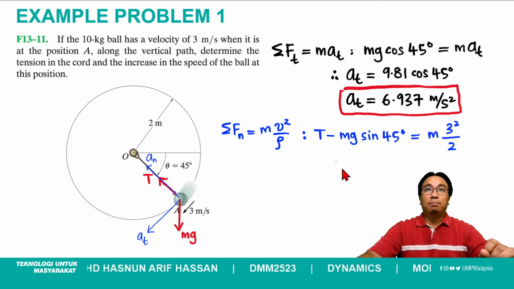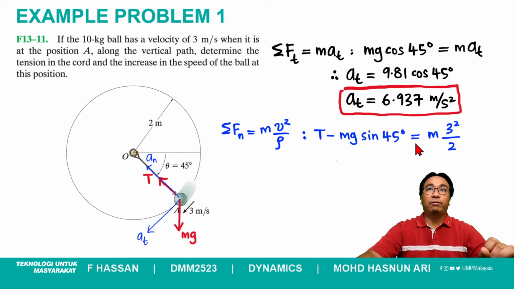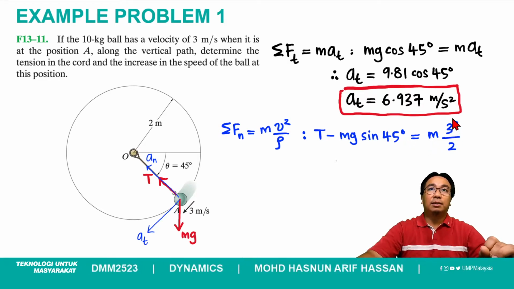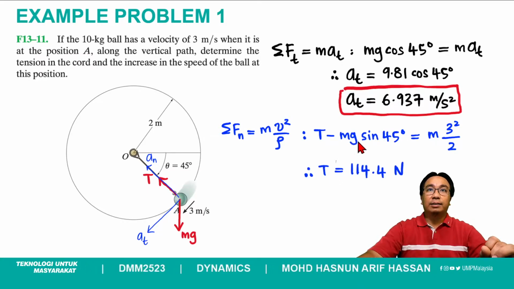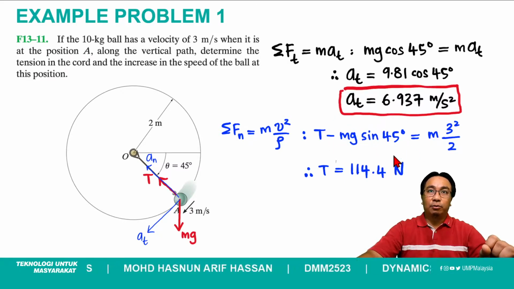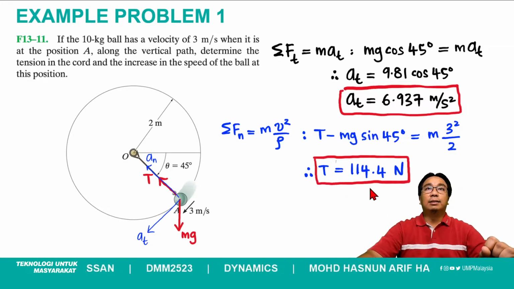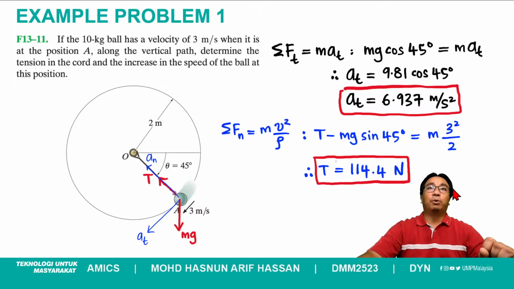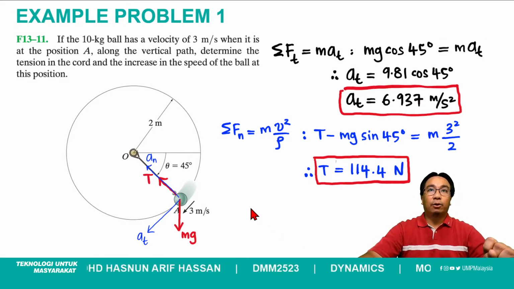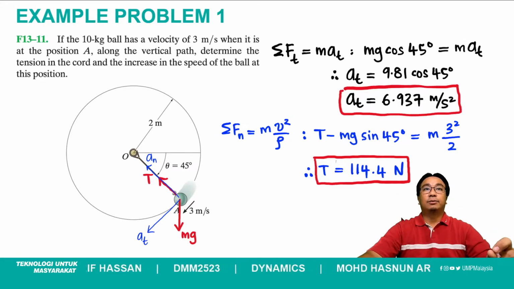Okay, so T minus mg sine 45 is equal to m times 3 squared, 3 is the velocity squared, divided by 2, 2 is the rho. Then we can get the value of T. M we have, g we have, and we can substitute all the values and bring this on the right hand side to get T. The tension at this moment is equal to 114.4 Newton. Okay, settle. So, any questions?